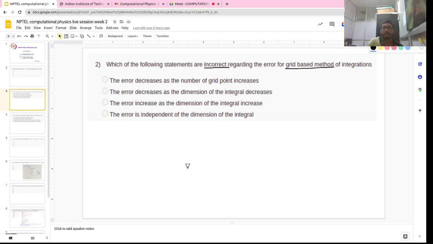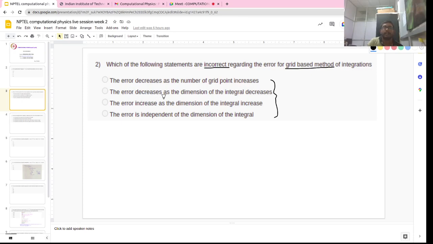Sir, if we increase the number of points, the error will reduce. Error will reduce. That is the correct thing, right? Yeah. So here they are asking for the incorrect statement. We have four options, correct? Yeah. So first one is: error decreases as the number of grid points increase. So this is a true statement, right? Yeah, sir. Correct.